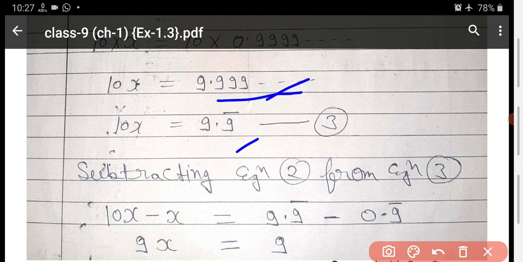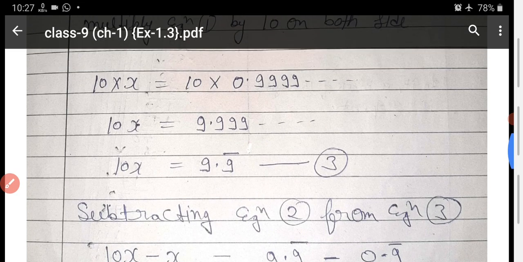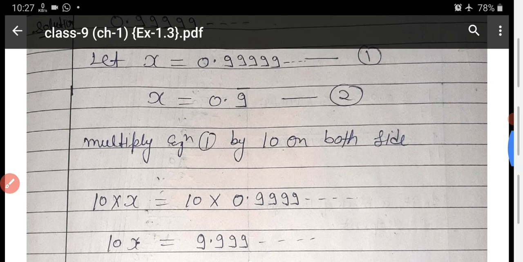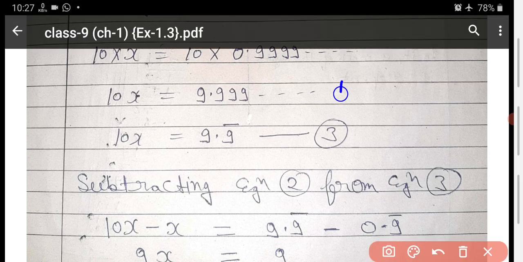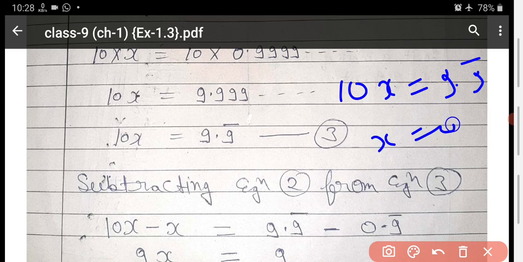Now subtract equation number 2 from equation number 3. Equation number 3 is 10x, and equation number 2 gives x, here 9.9 bar, and here 0.9 bar. Just look once again at the second equation: x is equal to 0.9 bar, and 10x is equal to 9.9 bar. Like that you have to subtract.